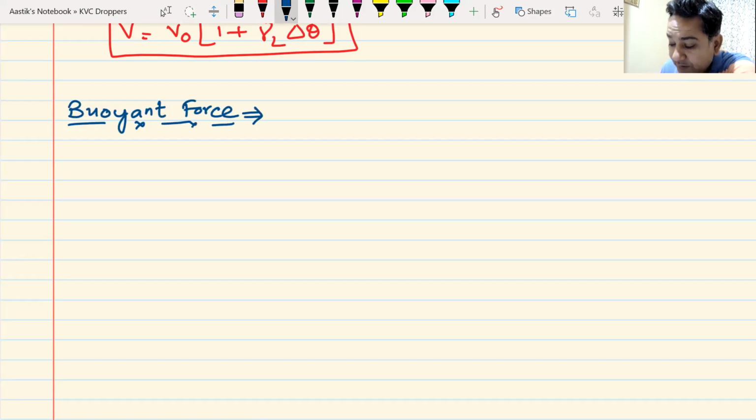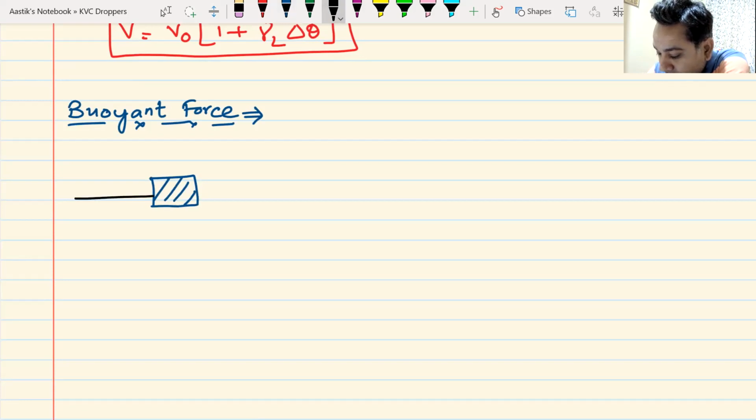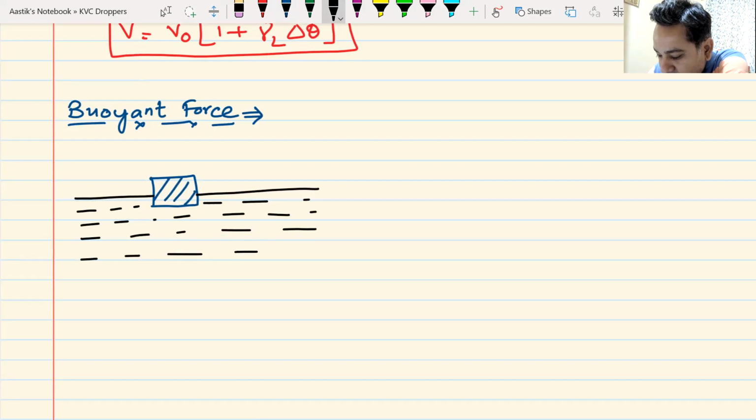Buoyant force. Anyone can tell me what is buoyant force? Force applied by the liquid on the body. Upthrust. Okay, buoyant force is also known as upthrust. Okay, we all understand this. This is a liquid. The black one is a liquid, as you all can see. The blue one is the solid body.